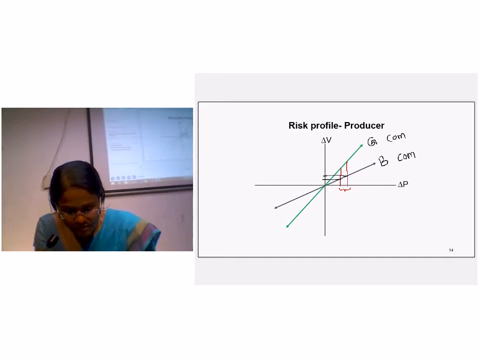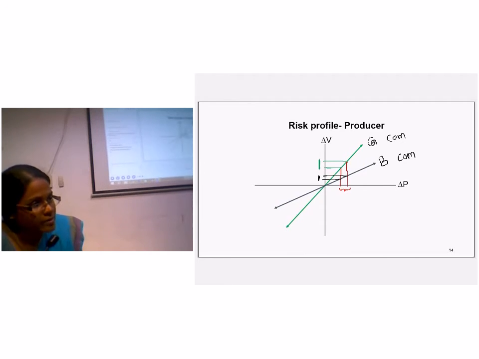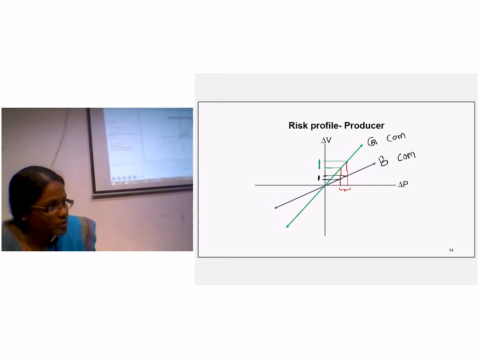So this much is the change. Now I'll consider the green company. Can you see? The change in price is the same, right? But you can see the change in firm value is different. G company has more change with the same level of fluctuation in price. Therefore, G company should pay more attention to price fluctuations. They can enter into forward contracts, buy futures, or use other techniques to reduce the risk of price fluctuations more than B company.